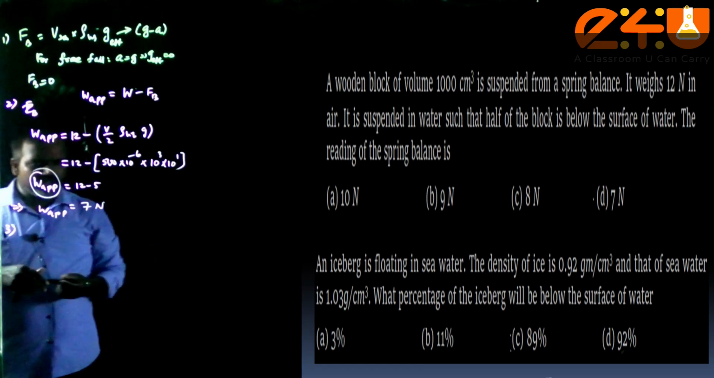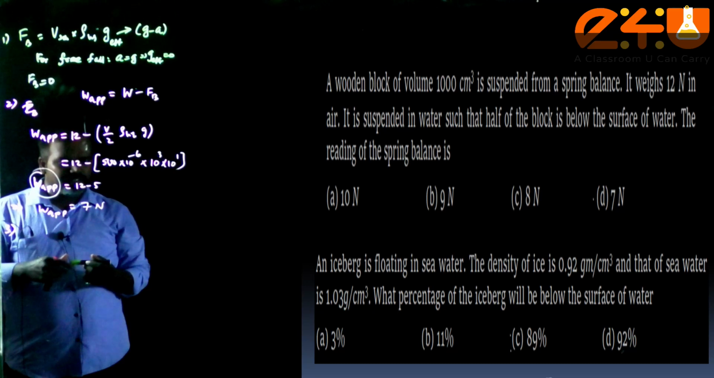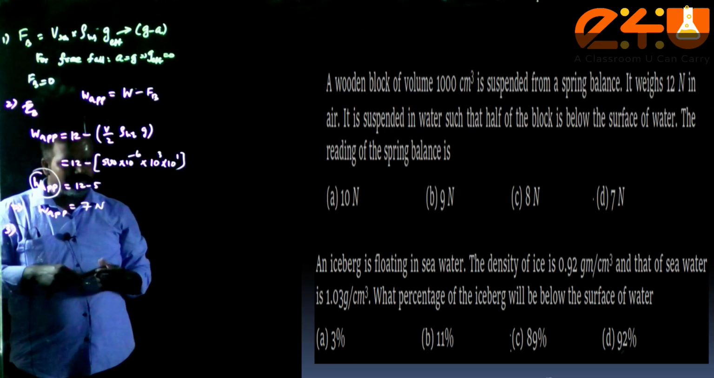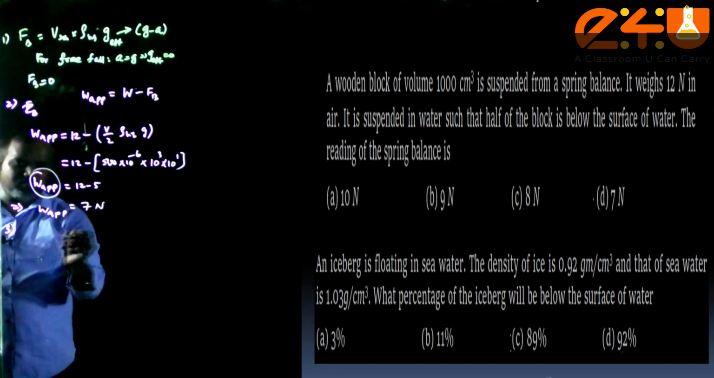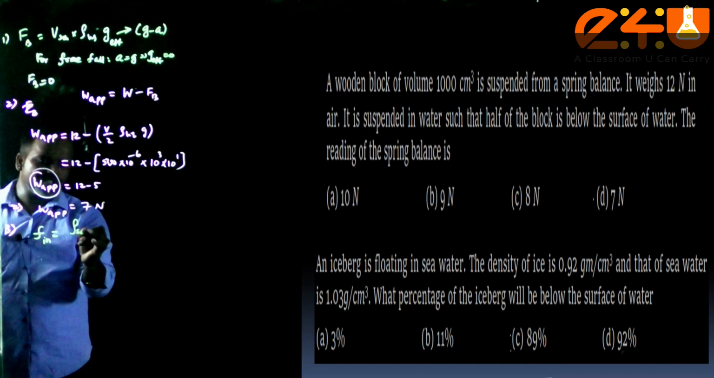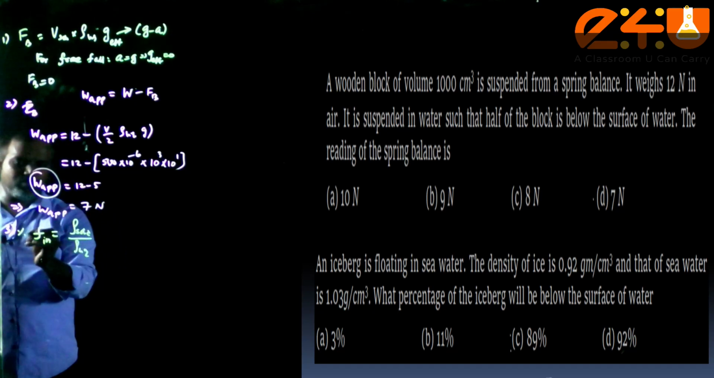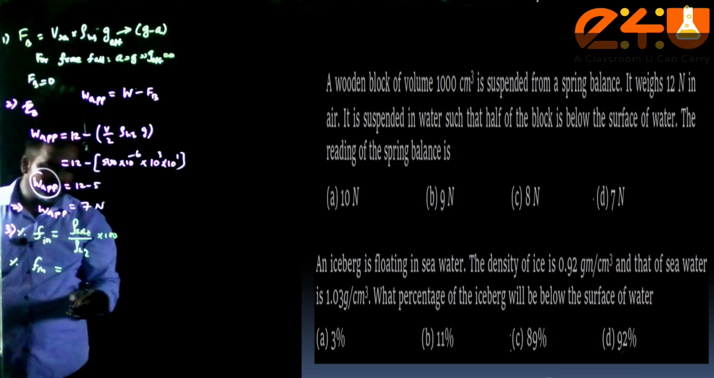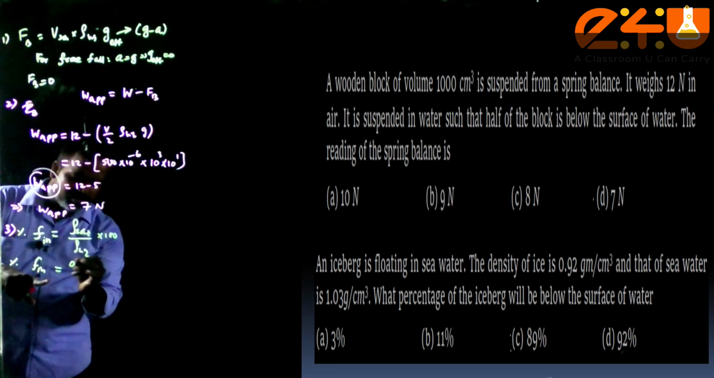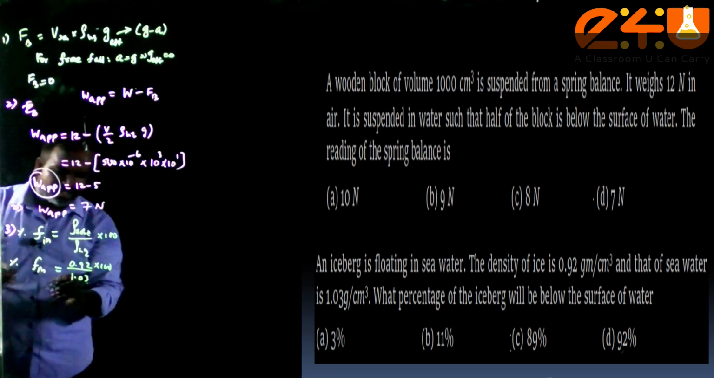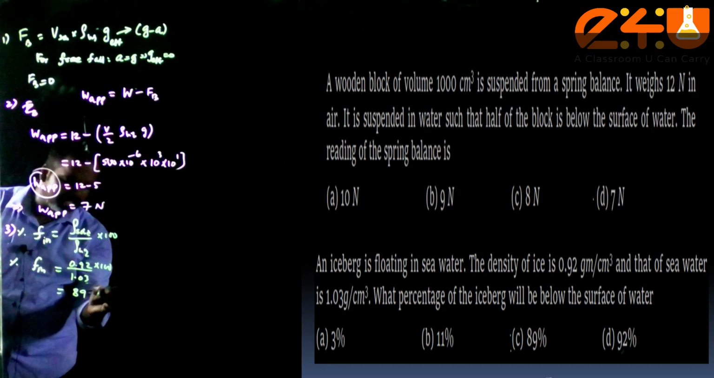Now the next question, question number 3. An iceberg floats in sea water. The density of the ice is 0.92 and the sea water density is 1.03. What percentage of the iceberg will be below the surface of the water? When you study the applications of flotation, we wrote that the fractional volume in is rho solid divided by rho liquid. In terms of percentage, you just multiply by 100. So F in percentage is 0.92 into 100 divided by 1.03, which is approximately 89%.